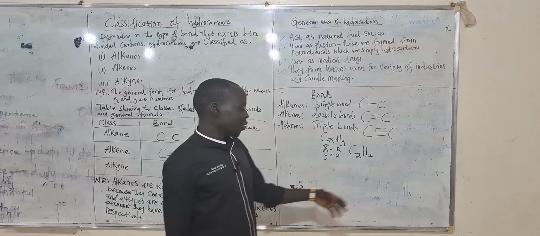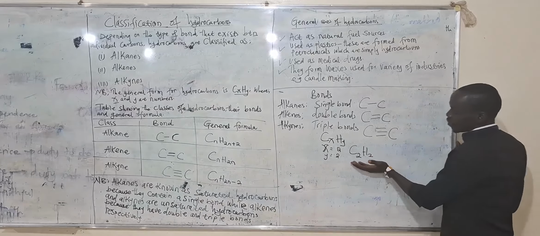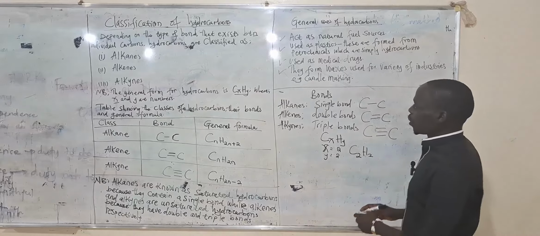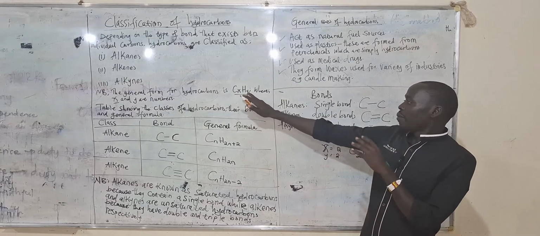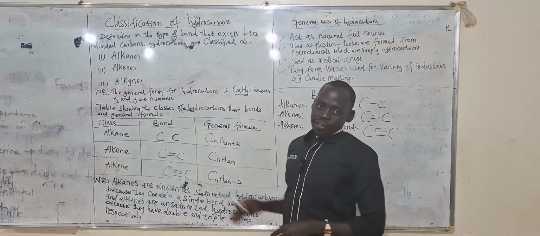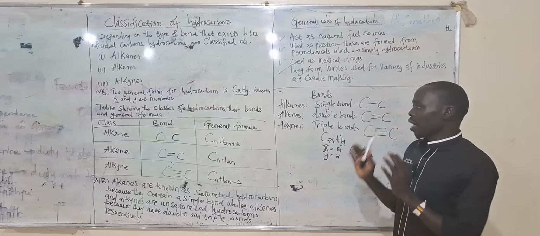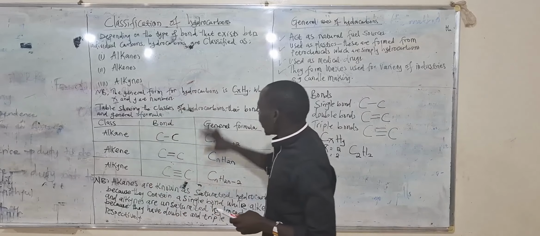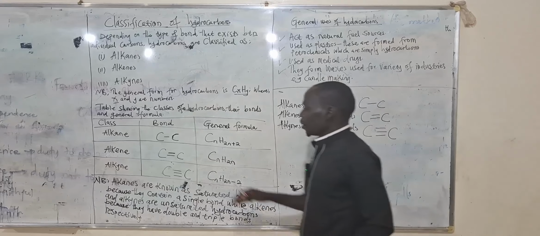We are going to learn ahead about the structures, and how we can write the condensed formula and come up with it. But for now, let's know that the general formula is C X H Y, where X and Y stand for any given number of carbon and hydrogen atoms. Then we have the table showing the classes of hydrocarbons and their general formula. Now I have talked about this.